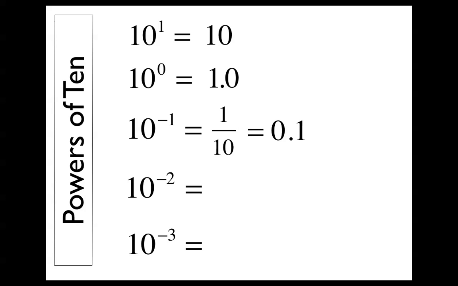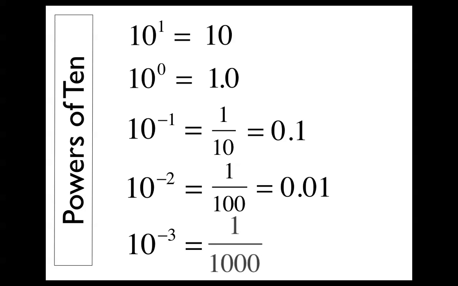Okay, what about 10 to the negative 2? Instead of 1 over 10, that's going to be 1 over 10 squared, right? 1 over 10 times 10, which is 1/100th. And we can write that as 1/100th in decimal form as well. And it's not going to be shocking when I tell you that 10 to the negative 3 is 1/1000th, which you can write as a decimal as well.